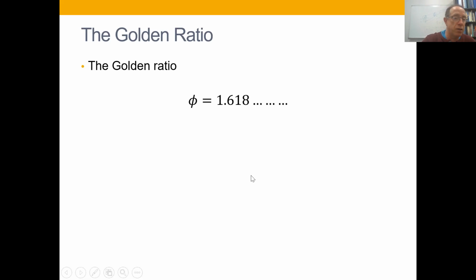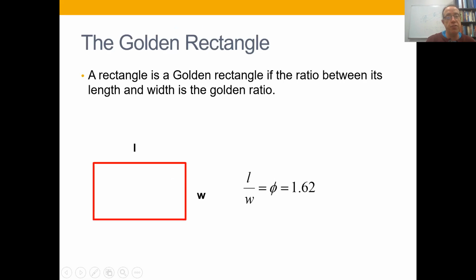And often in art and in things like interior design or architecture, the golden ratio is thought of as a ratio that's aesthetically pleasing to the eye. And again, I'm going to skip the derivation.